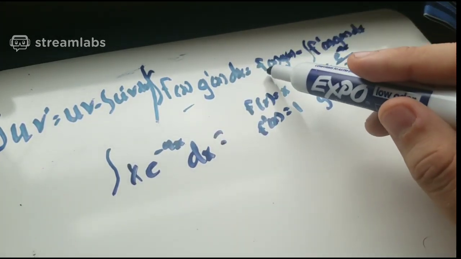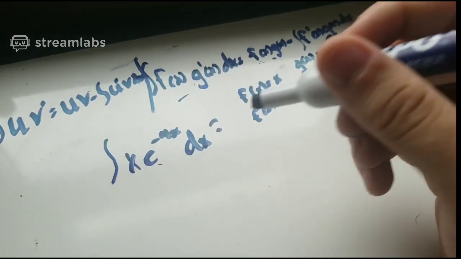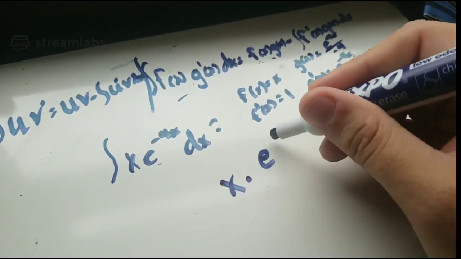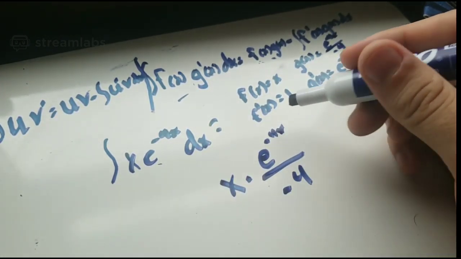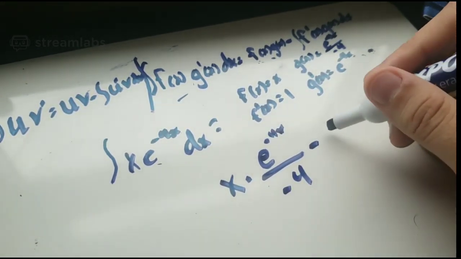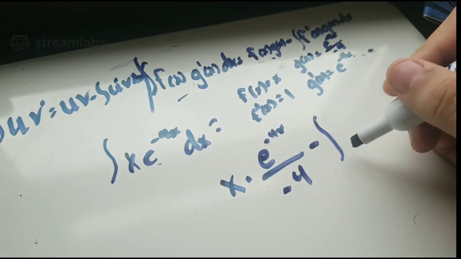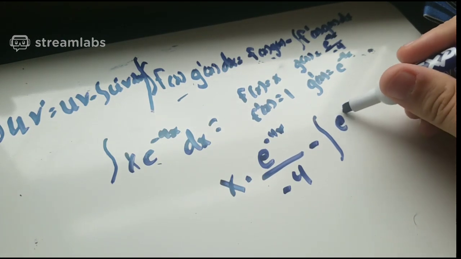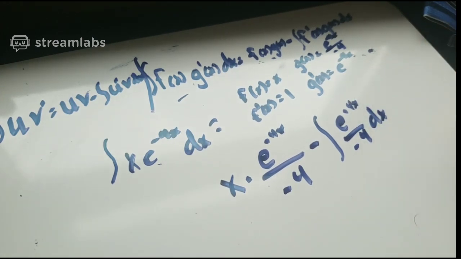Okay, so let's continue. So f of x, g of x, that's the equation I pointed out. That's going to equal f of x, that's just x, times g of x, that's e to the negative 4x over negative 4. If you don't remember, you just take the k and divide it to the e of the x. Minus this integral, f prime of x, which is 1, so I'm not even going to bother writing that, and g of x, which is e to the negative 4x over negative 4 dx.